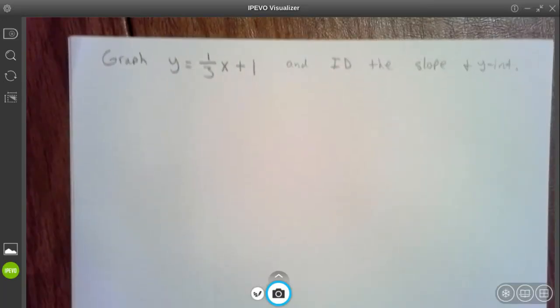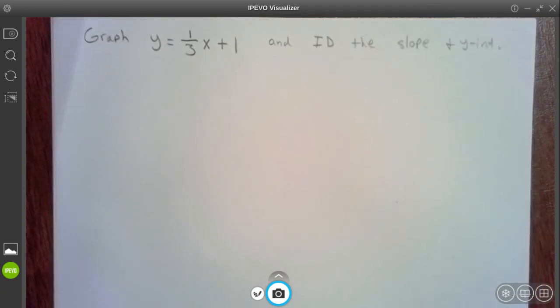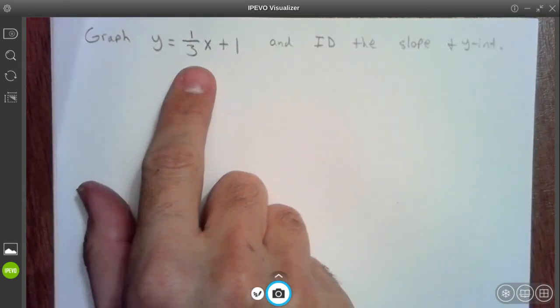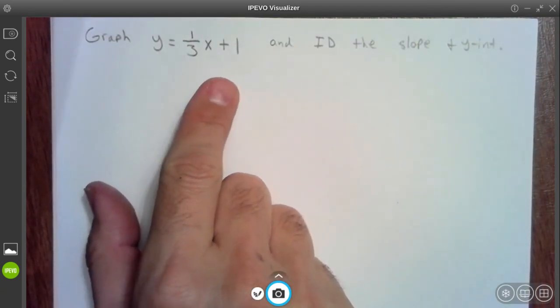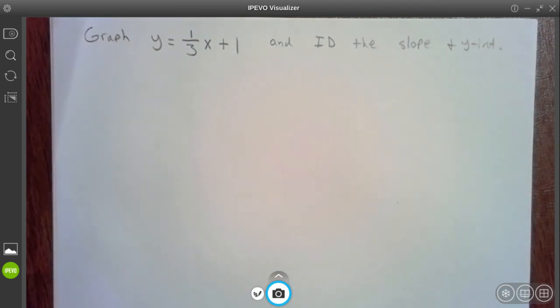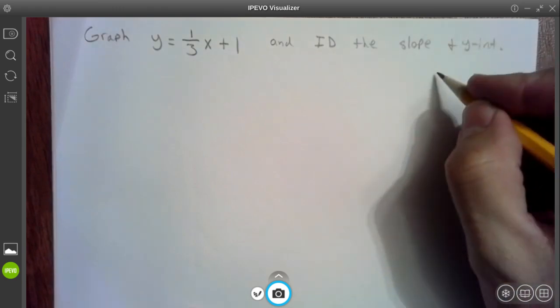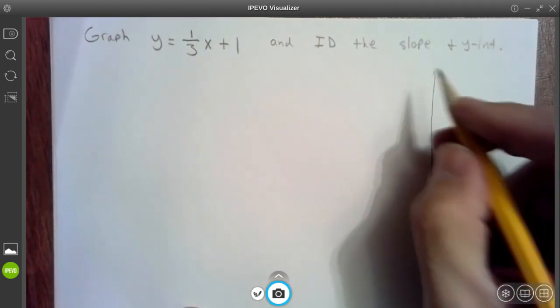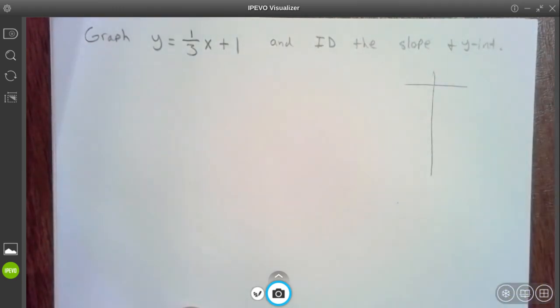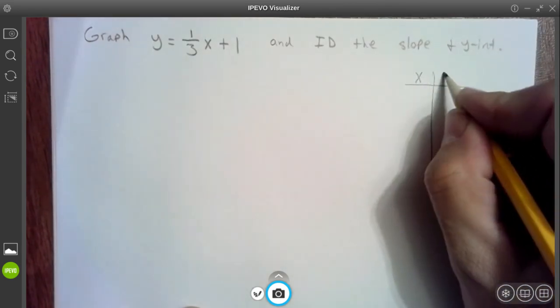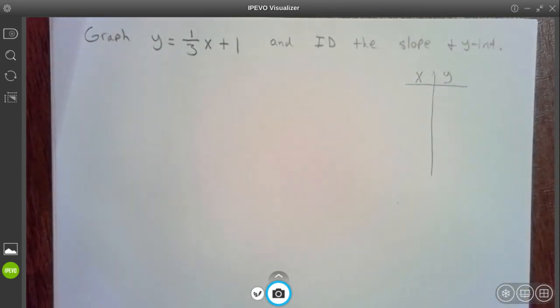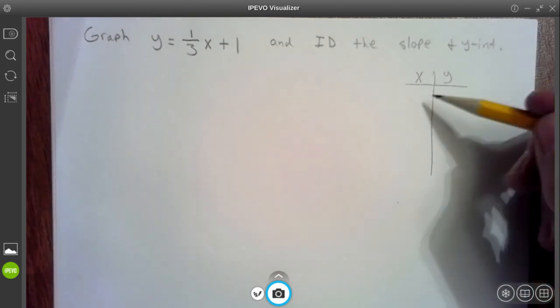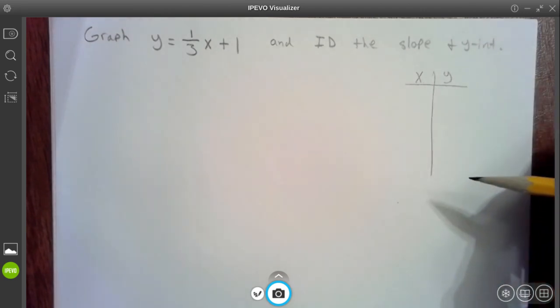All right, very similar to last time. We are going to graph this linear function and we're going to identify the slope and the y-intercept. To start off, I'm going to draw a little t-table here and I'll have my x's and y's. And what I'm going to do is just pick some values for x.